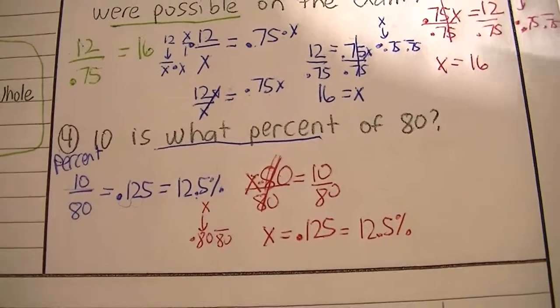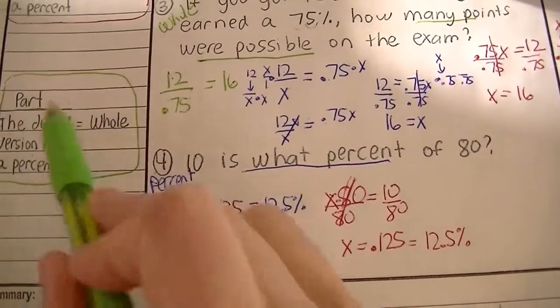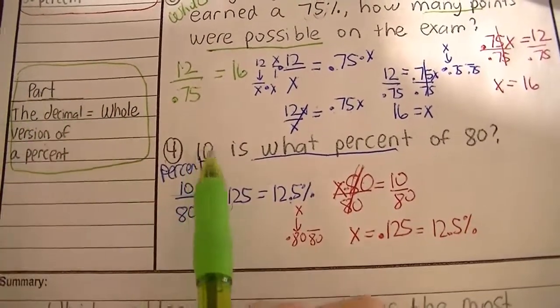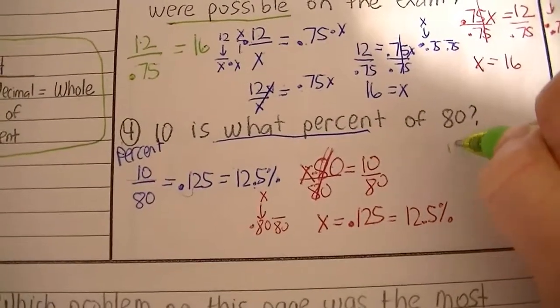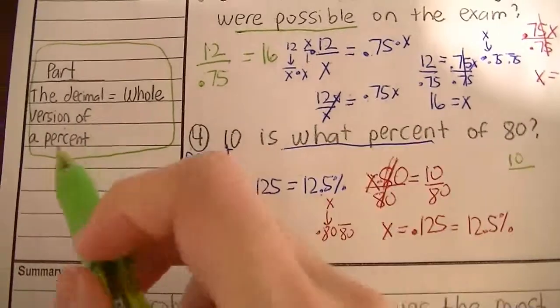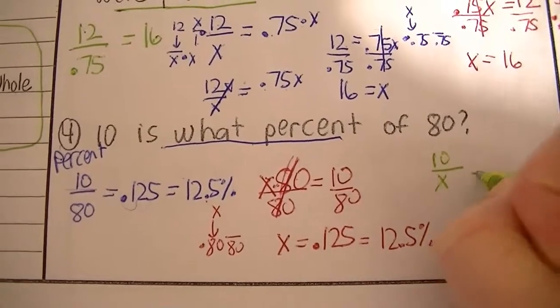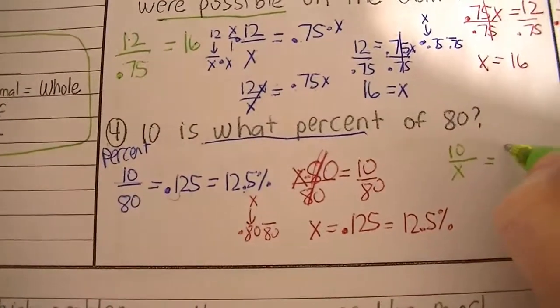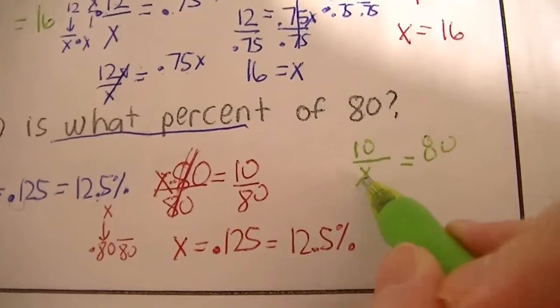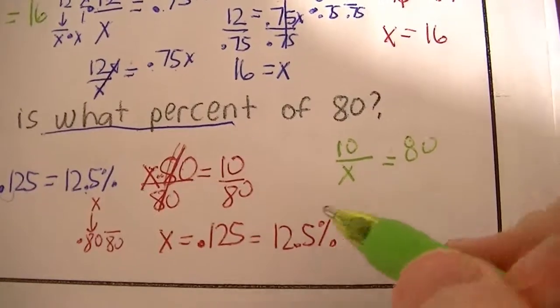Okay? Now that third one, using the third equation right here, start with the part. Well, that's 10, divided by the decimal version of the percent. We don't know that, so I'm going to make it x. And that's going to give me the whole, which is 80. Okay, look, you got x in the denominator. This is one of those weirdo ones, okay?